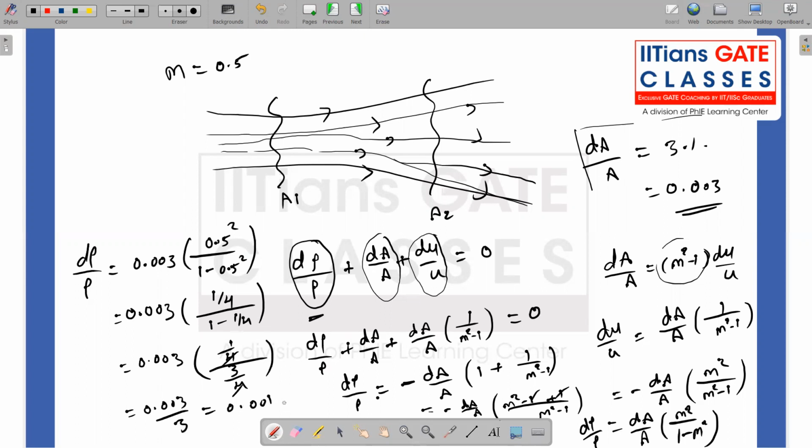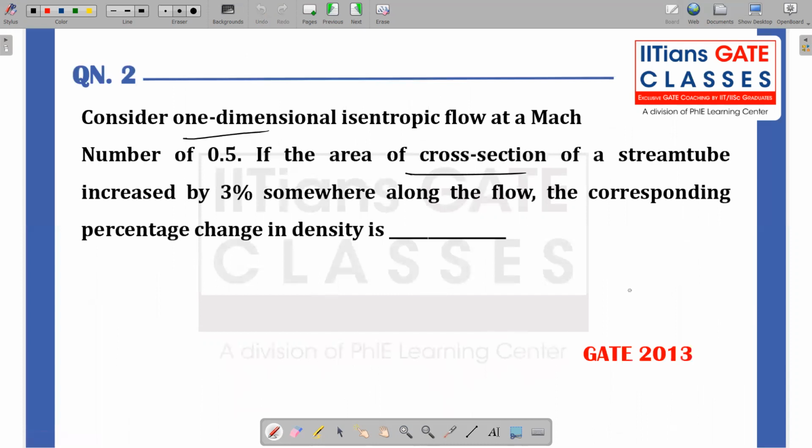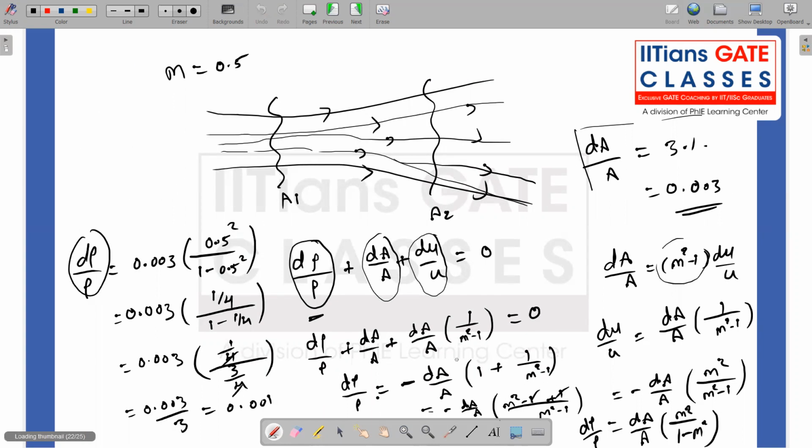That means I can see a 1% change in density, right? So the change in density is 1%. That's what they are asking you to calculate. Percentage change. So make sure to write it as 1%, not 0.01. That is the fractional value, but the percentage is 1%. So for a 3% change in area, I am going to expect a 1% change in density for the given Mach number of 0.5. So that concludes our discussion on quasi one-dimensional flows.